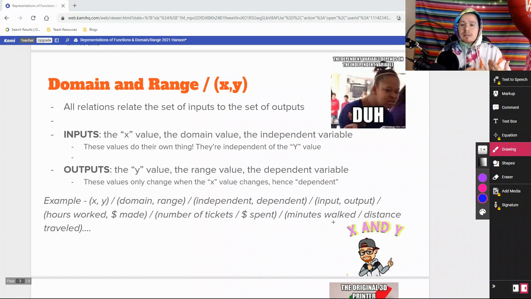Generally, time is always a great example. Days, hours, minutes, number of hours worked, number of people surveyed compared to number of yeses. Anything that does its own thing is independent. And then you have your outputs, which are your y's, your range value, your dependent variable. Those values only change, and only can change, when the x value changes.